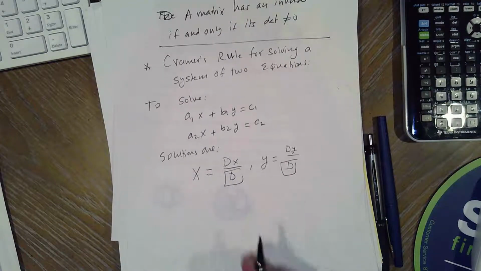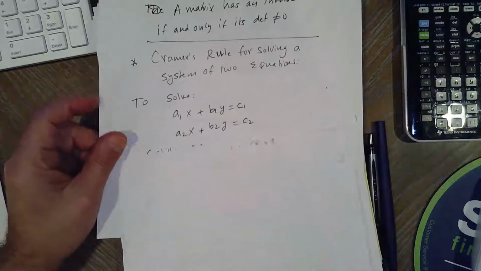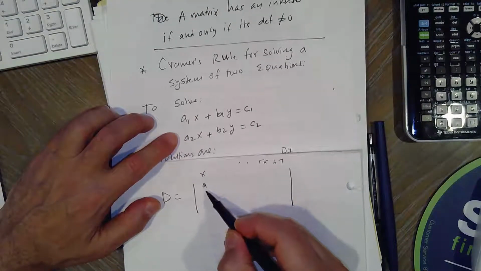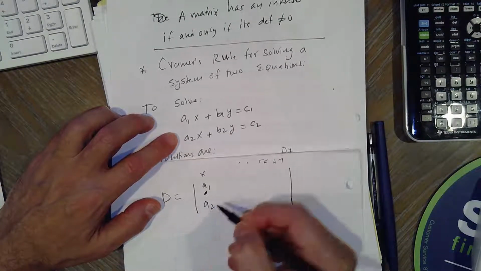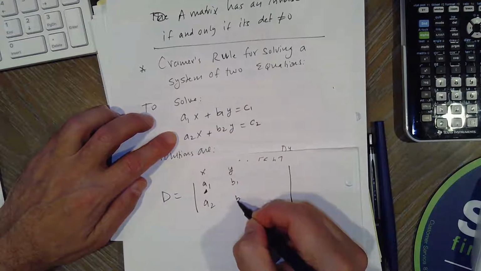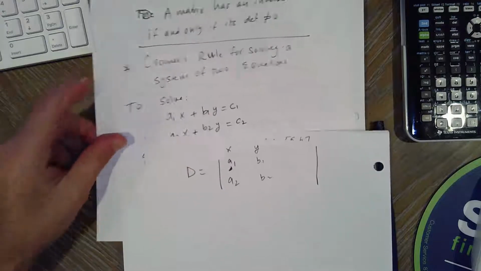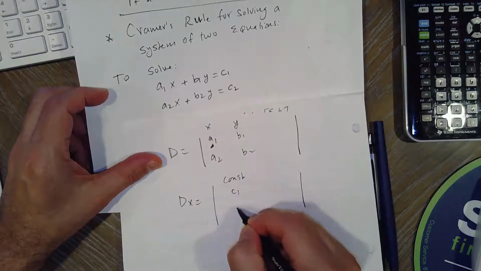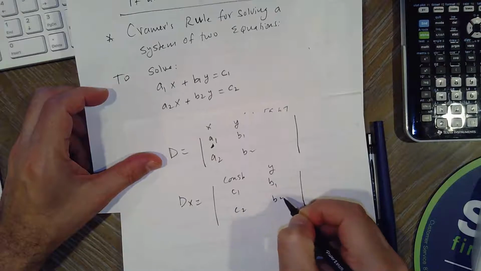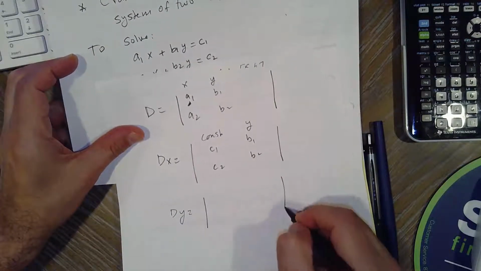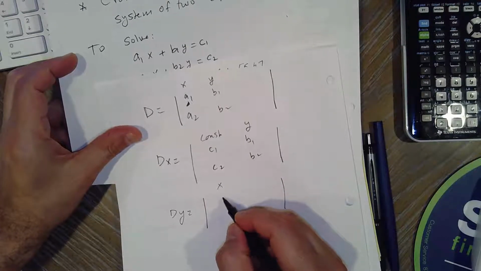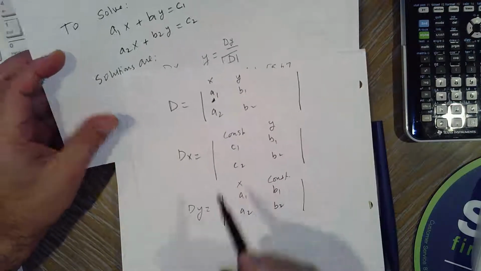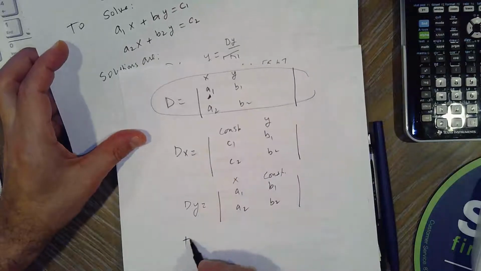But what are those d, dy, and dx? Where d is the determinant of coefficients, so you put the x coefficients in the first column, a1, a2, you put the y coefficients in the second column, b1, b2, and you find the 2 by 2 determinant. dx: you put the constants in the x spot, and you keep the y's in their spot, b1, b2. dy: you put the x's in their spot, a1, a2, and then the constants in the y spot. And you find d. If d is 0, you say Cramer's rule fails.